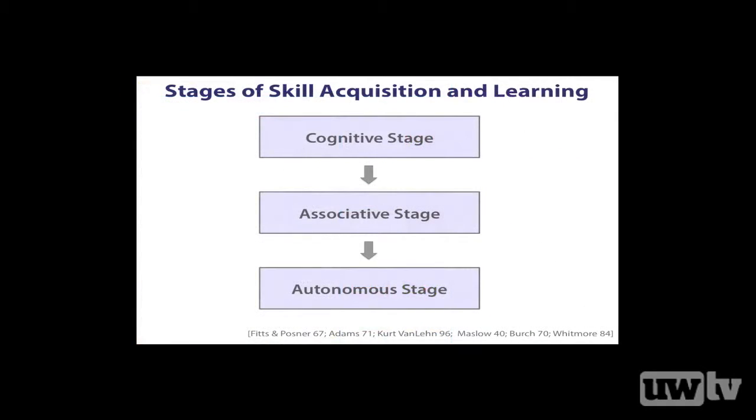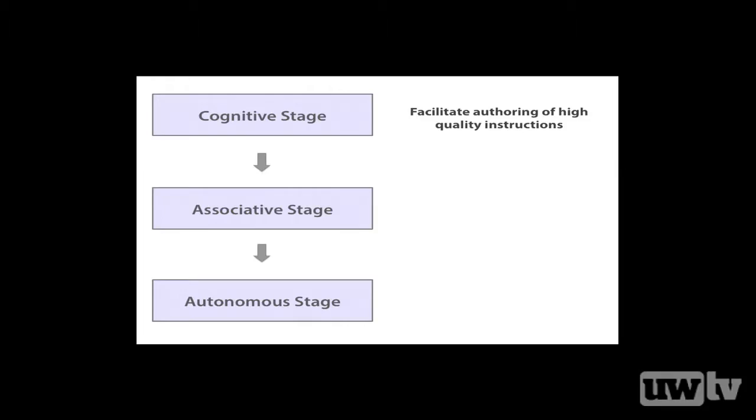And the three-stage learning model really applies to procedural tasks within all of these domains. But for each of the stages, there are a number of open challenges that we should address in order to improve the learning process. So for the cognitive stage, a major challenge is to facilitate the authoring of high-quality instructions. So as we'll see in a moment, tutorials are typically hand-designed and are very time-consuming to make.